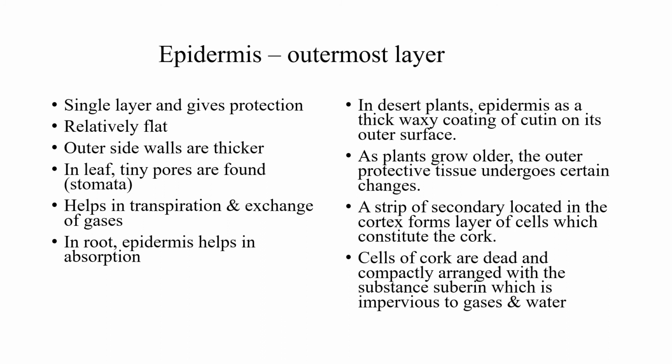As plants grow older, the outer protective tissue undergoes certain changes. A strip of secondary cells located in the cortex forms a layer of cells which constitute the cork, because it becomes a dead cell. Okay, and compactly arranged with a substance called suberin, which is impervious to gases and water. So it will not allow water and gases to enter inside when it becomes hard.